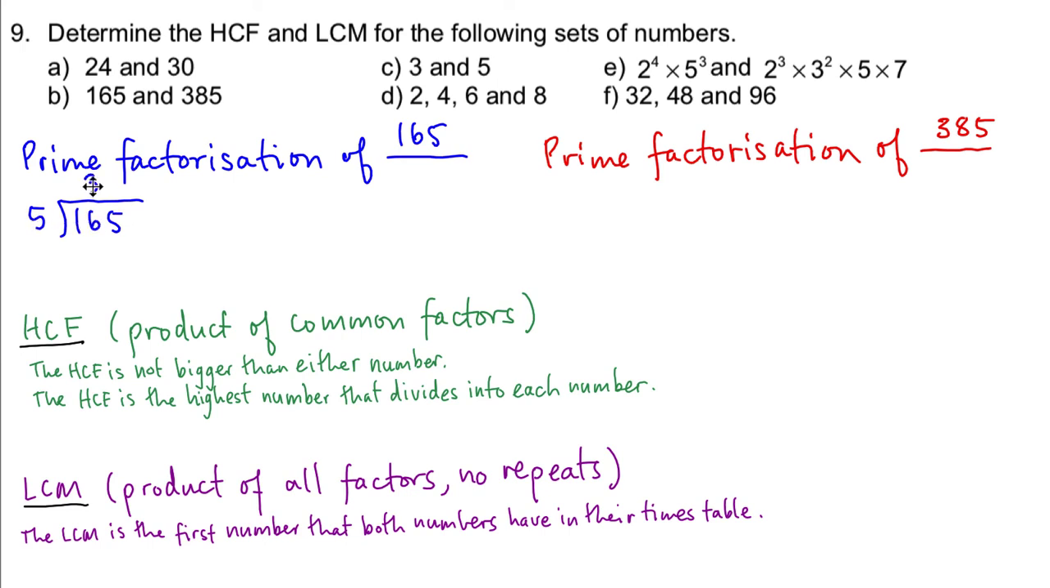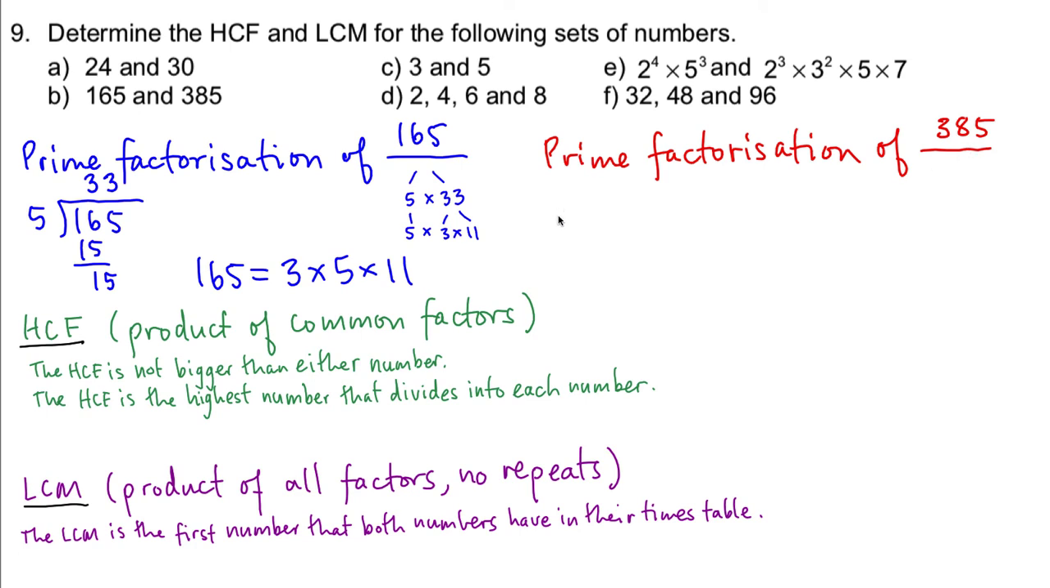5 goes into 16 3 times with a remainder of 1, and then 5 goes into 15 3 times with a remainder of 0. So 165 is going to be 5 times 33, and 33 is 3 times 11. So I have 5 times 3 times 11, or if I like to order it from smallest to largest, I could do it that way. And so I can say that 165 is equal to 3 times 5 times 11 in prime factors.